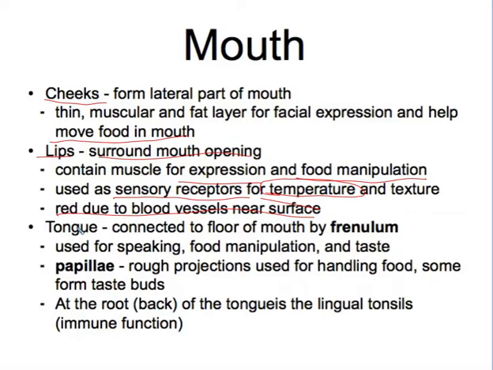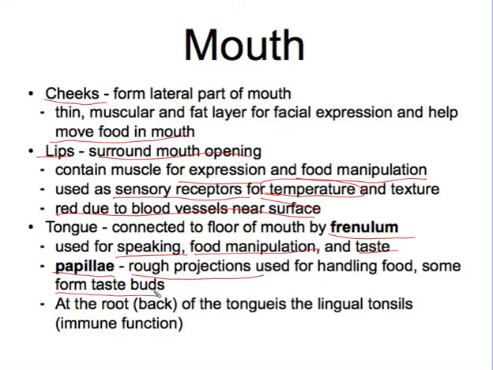The next piece we have is our tongue, which is connected to the floor of the mouth by this thing called the frenulum, which keeps your tongue anchored to the floor and prevents you from swallowing it. And then you use your tongue for things like speaking, you manipulate your food, and you taste your food with your tongue. You have these things called papillae. I think we've talked about papillae, dermal papillae in the skin. These are projections. So your tongue's got these little bumps on it, which is used to handle food in your mouth, and some have taste buds, actually.